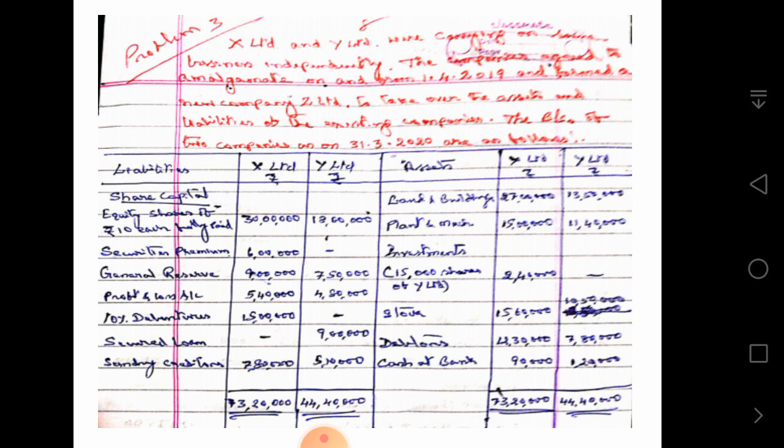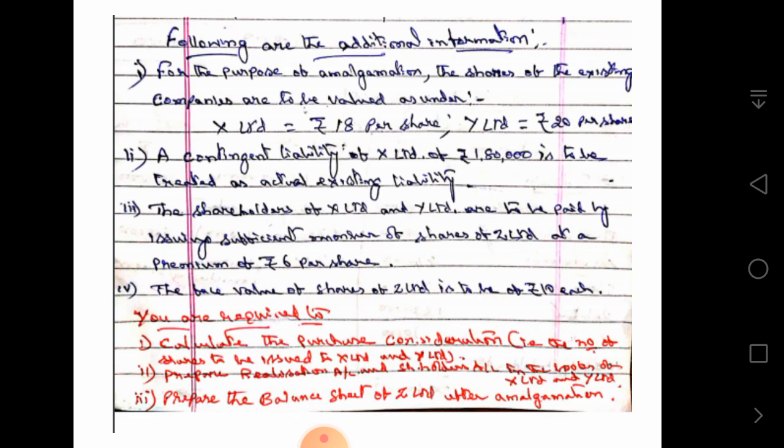Following is the additional information. For the purpose of amalgamation, the shares of the existing companies are to be valued as under: X Limited 18 rupees per share, Y Limited 20 rupees per share. A contingent liability of X Limited of 1,80,000 is to be treated as an actual existing liability. The shareholders of X Limited and Y Limited are to be paid by issuing sufficient number of shares of Z Limited at a premium of 6 rupees per share. The face value of the shares of Z Limited is 10 rupees each.